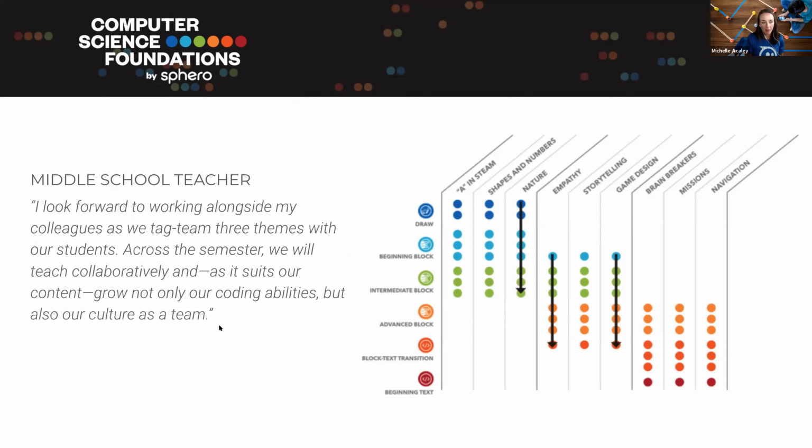So we have different pathways depending on what type of teacher you are. If you're a middle school teacher, or multiple middle school teachers, a science teacher, SEL, or game design, which focuses a lot on mathematics, each teacher can teach a different pathway. They can teach together or they can teach separately as well. So that way you can grow as a team and not just as an individual teacher.